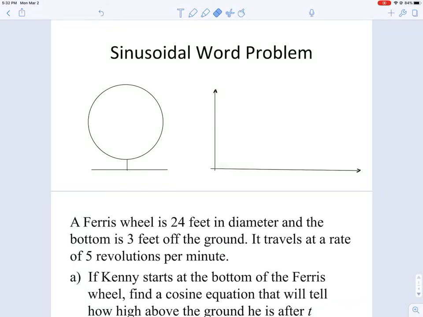Okay, so we're going to look at an example of a sinusoidal word problem. A situation that can be modeled by a sinusoidal function, so with a sine or a cosine equation.